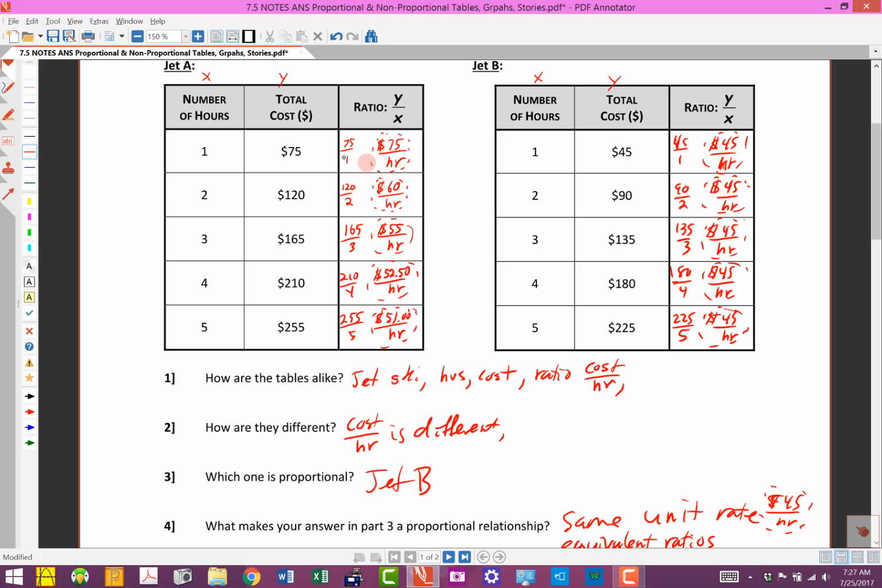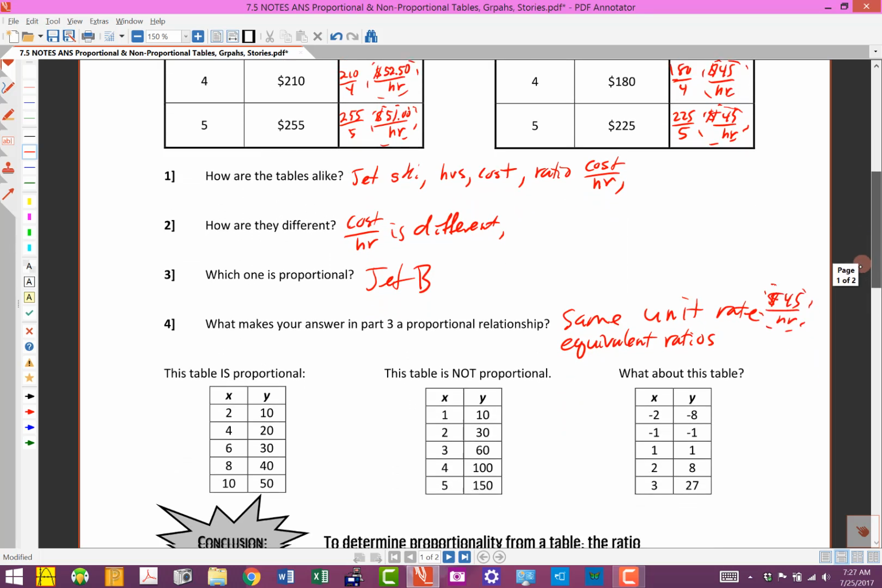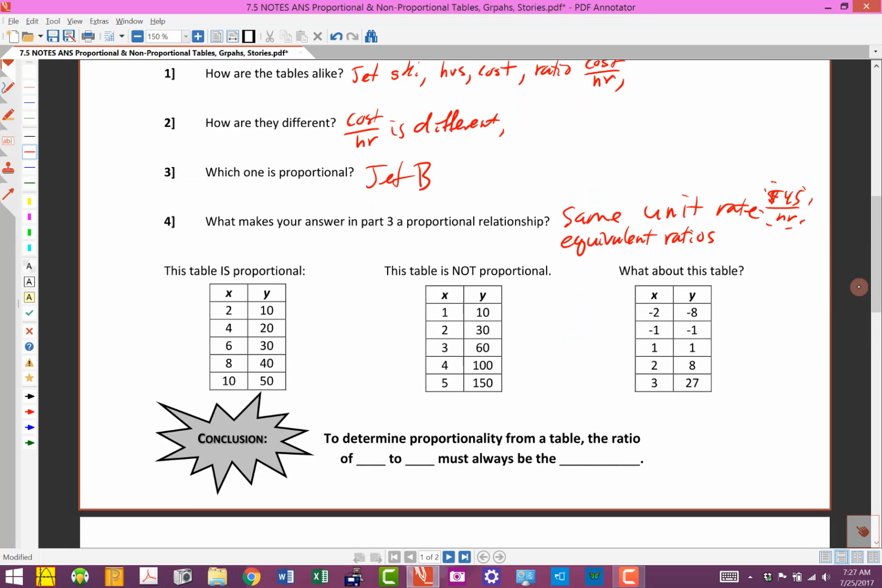Now, hopefully you can see that when we do this ratio here, these are definitely different. The price is going down, really expensive to start, and then it gets cheaper. And then this one right here stays the same all the way through. So let's take a look at this and see if we can tell, without a context of a situation, without jet skis or anything like that, if we can tell which one's proportional. So on this one right here, this one says this table is proportional, and it says this one is not proportional, and then it says what about this table.